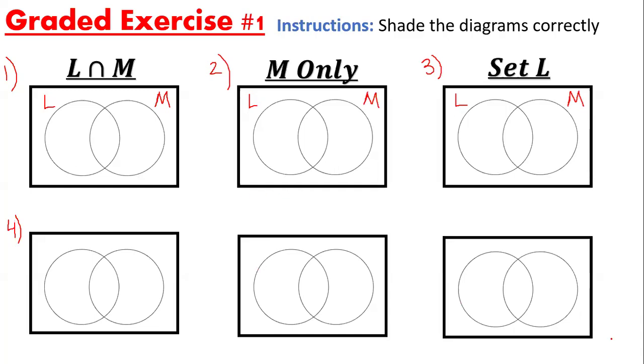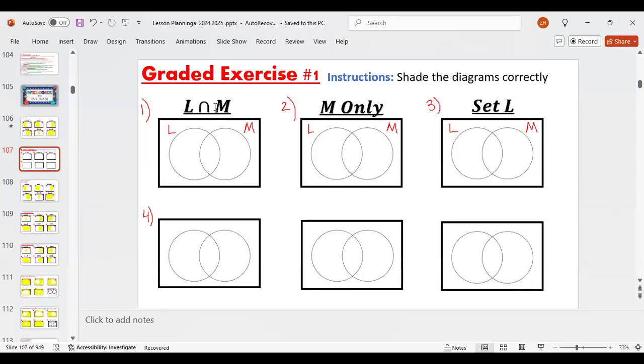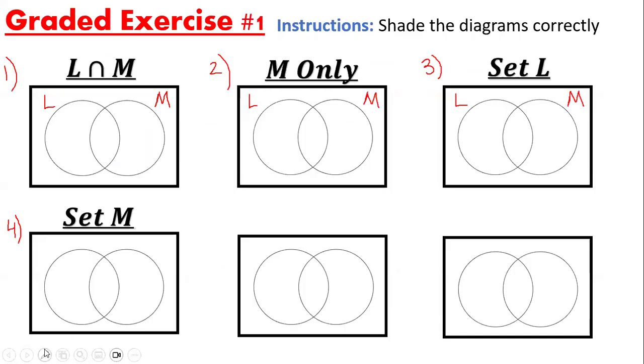All right, so let's focus. Let's dial in. Okay, so next we have the intersection. Then we have M only. Then we have set L, and then what do we have? Set M. Okay, good. So for set M, I want you to shade set M. So we have L and then we have M. All right, so then we're just going to be on number 5.